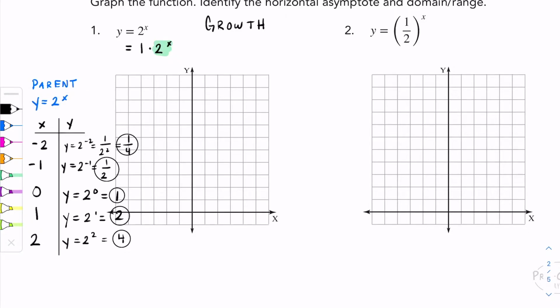When we graph this, we start by plotting a point at -2, 1/4; -1, 1/2; 0, 1; 1, 2; 2, 4. Remember that you're graphing along that asymptote, which is at y equals 0. That would be this line here. We're not going to indicate that the graph touches or crosses the x-axis. We're just going to indicate that it approaches it and continues up at a rapid rate.